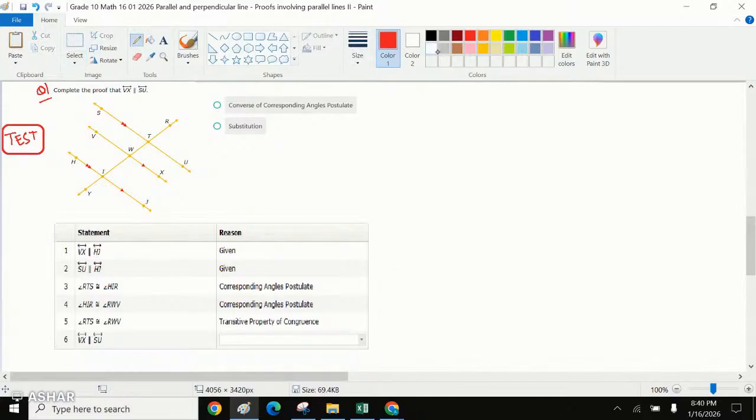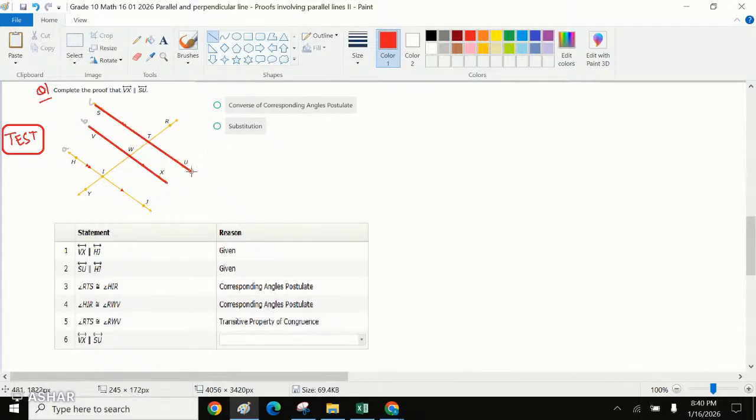Parallel lines: if A is parallel to B and B is parallel to C, then A is parallel to C, right? These would be the conditions. What we need to find is the last statement: the line VX, sorry, I'll highlight it, was parallel to SU.